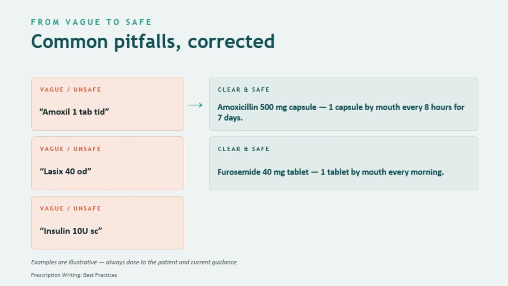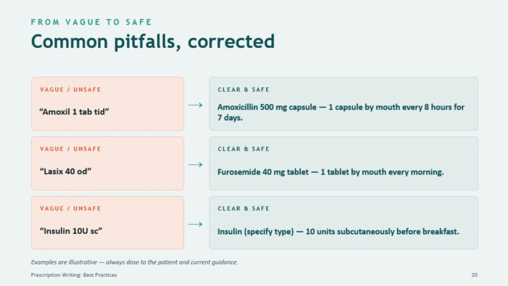Let me make all of this concrete with a few before and after examples. Amoxil 1 tab TID is vague: which strength, what route, how long? Compare: amoxicillin 500 mg capsule, 1 capsule by mouth every 8 hours for 7 days. Or Lasix 40 OD, which becomes furosemide 40 mg tablet, 1 tablet by mouth every morning. And insulin 10 U, that U again, becomes insulin, specify the type, 10 units subcutaneously before breakfast.